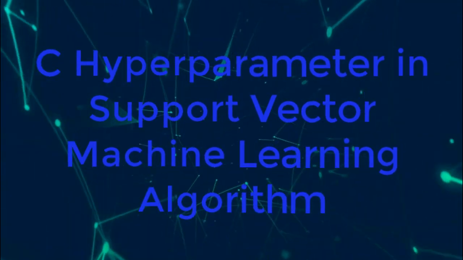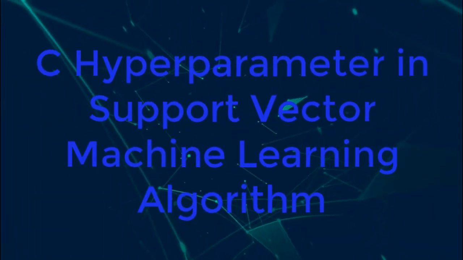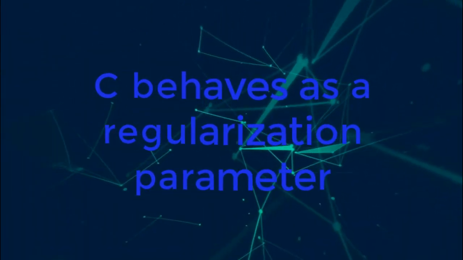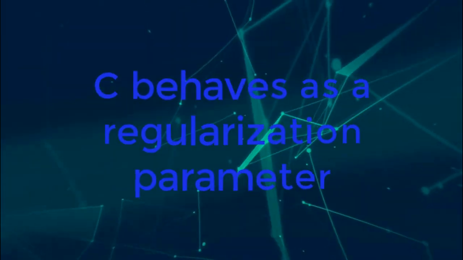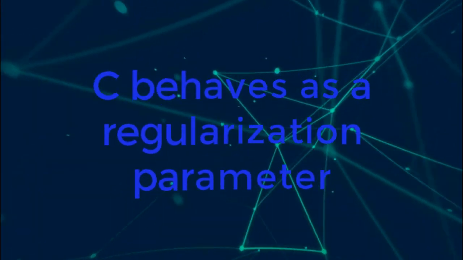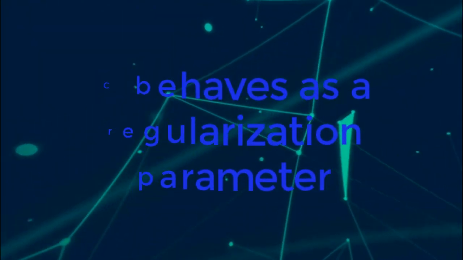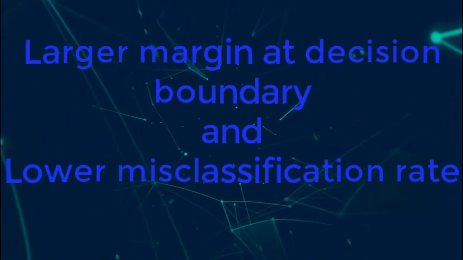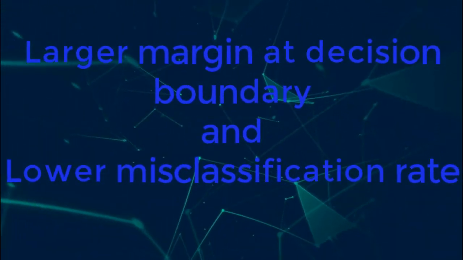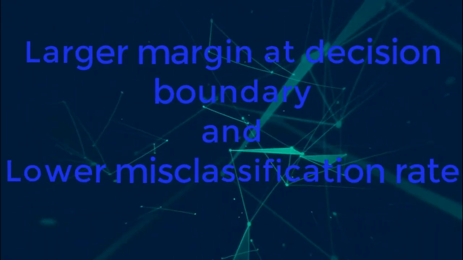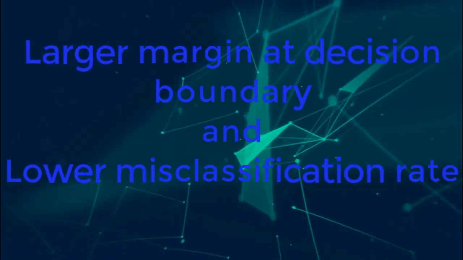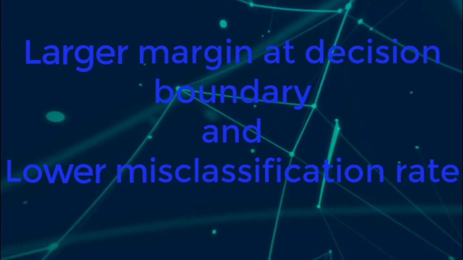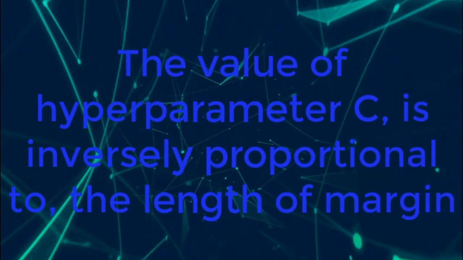The second concept used here is parameter C. C behaves as a regularization hyperparameter in the support vector machine learning algorithm. Support vector machine algorithm requires to set a larger margin between decision boundaries. And of course, it also wants to lower the misclassification rate. Note that a lower misclassification on training dataset doesn't mean lower misclassification on testing data as well. To get a better prediction on testing data, support vector machine algorithm requires a higher margin between the decision boundaries.